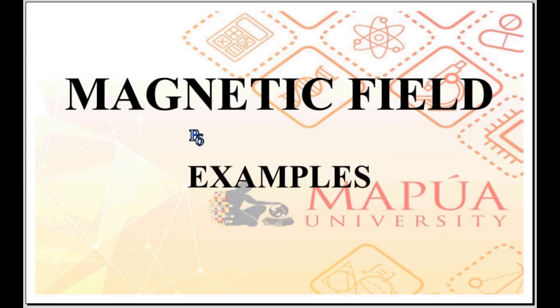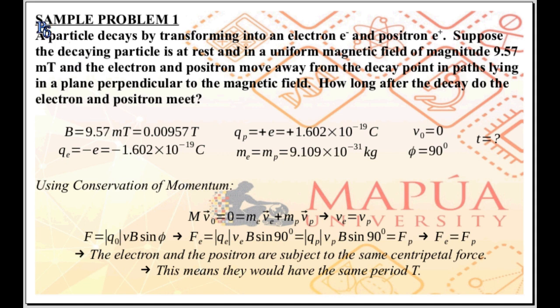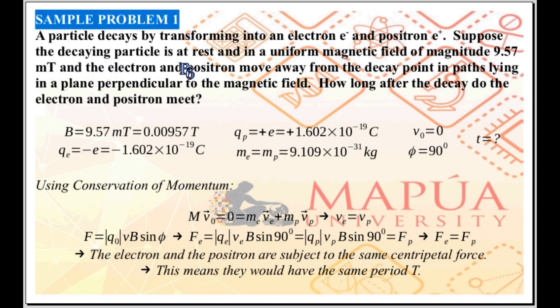Finishing up our discussion on magnetic field, let's have a couple of examples. So let's have sample problem number 1. A particle decays by transforming into an electron and a positron. A positron is basically an electron but with positive charge.